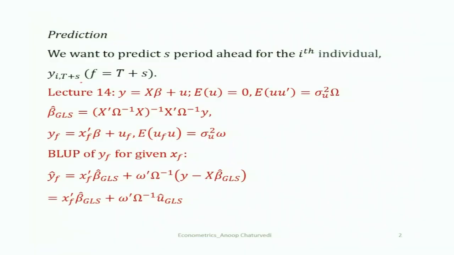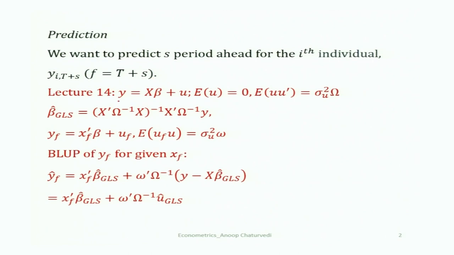Now, first we consider the prediction in the one-way error component model. Suppose we want to predict S periods ahead for the ith individual. That is, we want to predict the value of y_{i,T+S}. So, your forecast period f is T plus S.